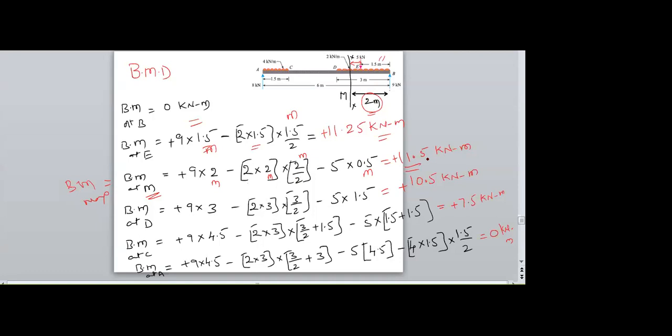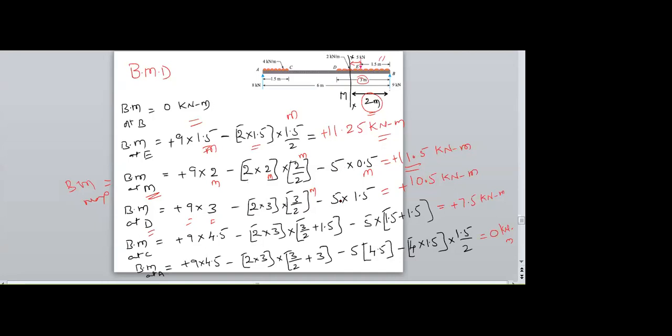Next, I need to shift to the D point. The section is shifted to the D point. Therefore, 9 into the distance 3 meters, and 2 into 3. The length of the UDL now here is 3 meters. So 2 into 3, and the distance will be 3 by 2.